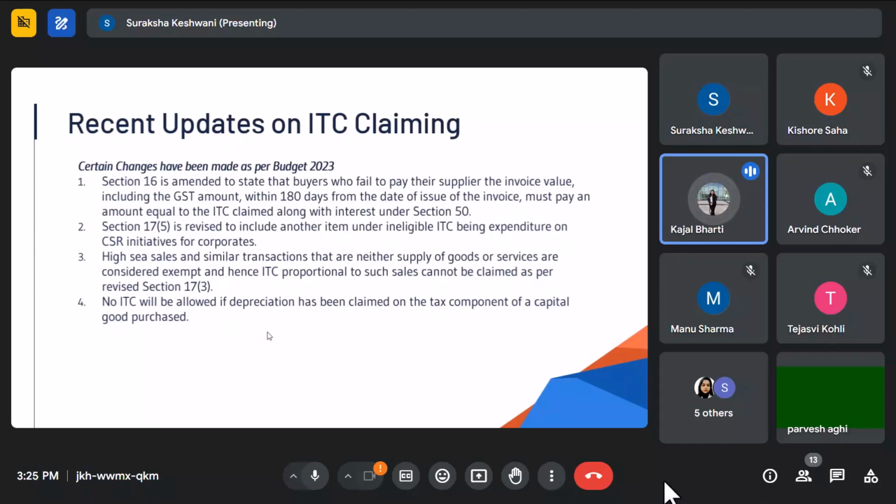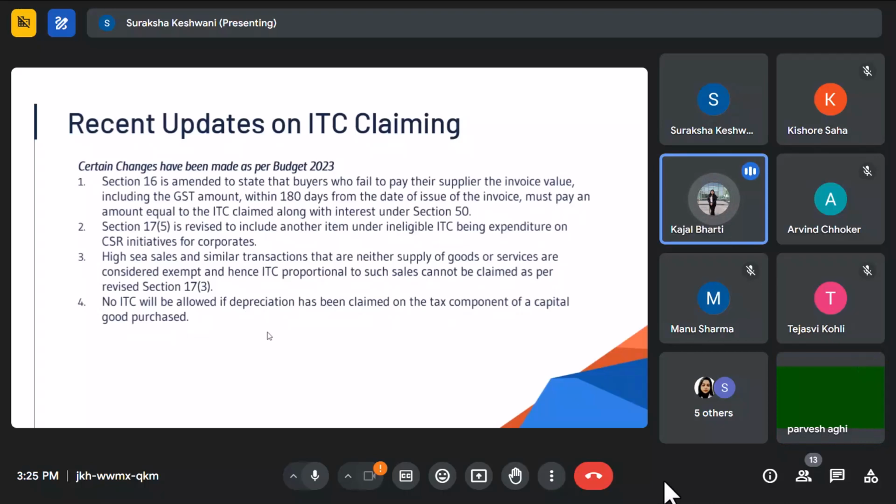Section 16 is amended to state that buyers who fail to pay their supplier the invoice value, including the GST amount, within 180 days from the date of issue of the invoice, must pay an amount equal to the ITC claimed along with interest under Section 50. Is that clear now? Yes, sir. Okay, so if you have questions, please ask me, don't worry about it. Okay, go ahead. Second one.